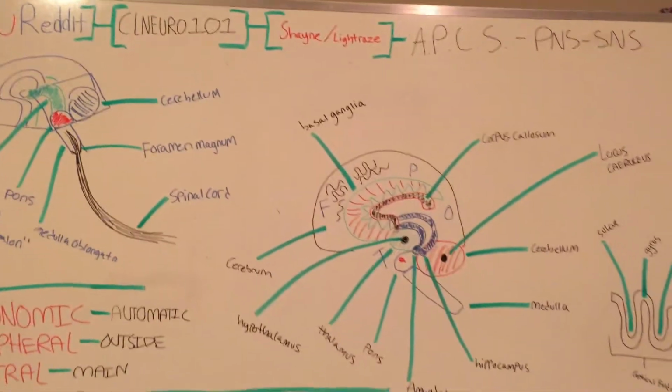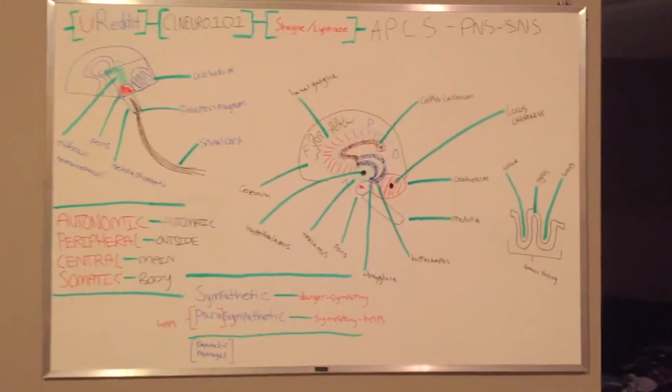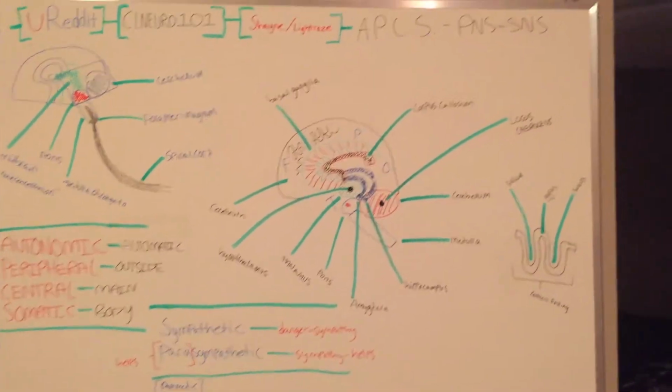Well, that concludes our introduction into the overview of the different types of nervous systems. And hopefully we'll continue on, and I'll see you in the next video.